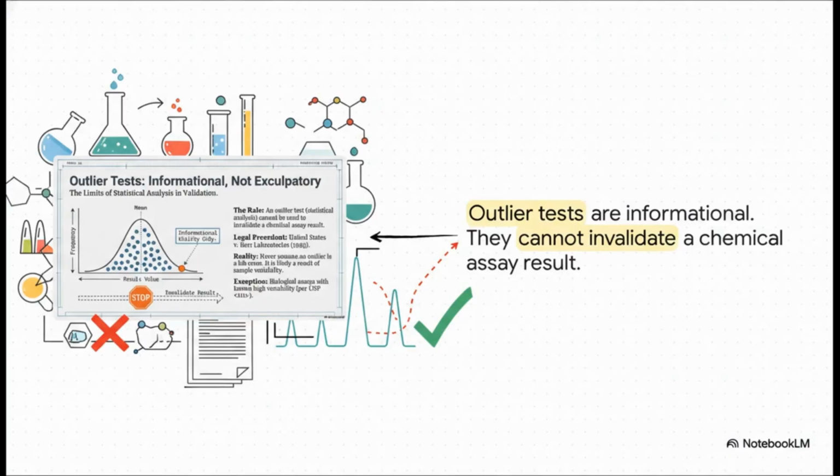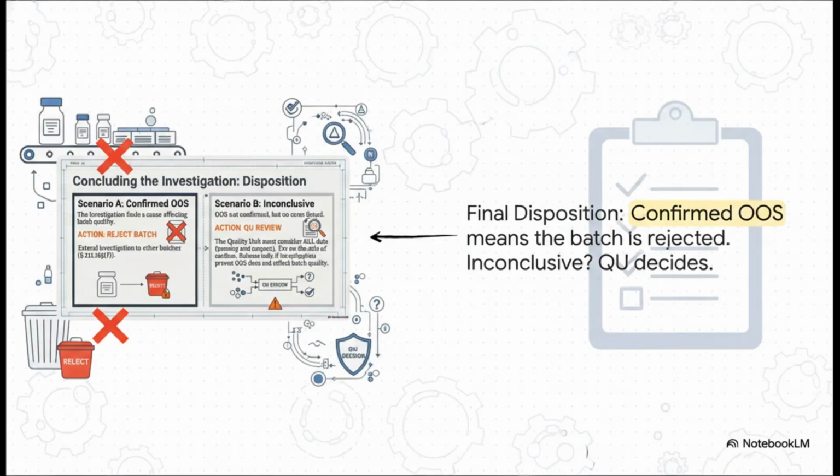Similarly, you have to be really careful with statistical outlier tests. Look, they can be useful for providing some context, but, and this is a big but, you cannot use a stat test as the only reason to invalidate a scientifically sound OOS result from a chemical test. It's there for information, not to give you an easy out. Ultimately, this all leads to one of two final outcomes for the batch. If your investigation confirms that the OOS result is real and reflects the quality of the batch, then that batch must be rejected, period. If, however, the investigation is inconclusive, well, then the quality unit has a tough call to make, and they need to review all the data and always err on the side of caution.